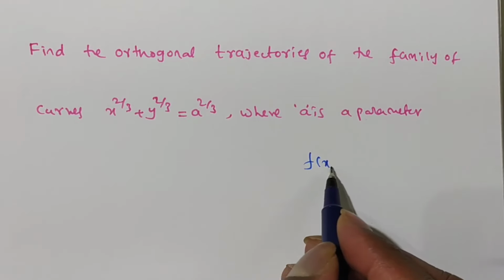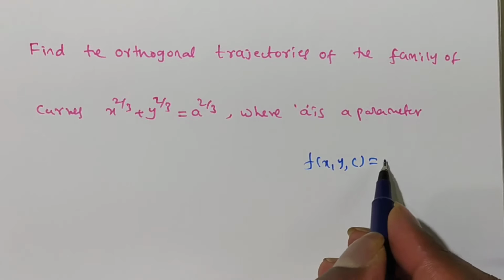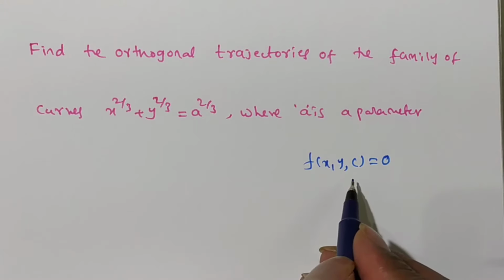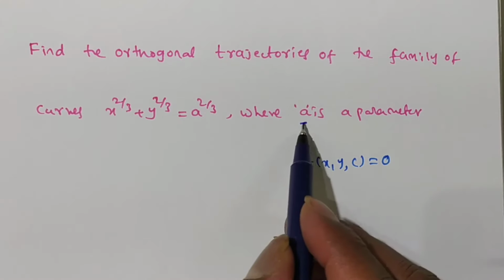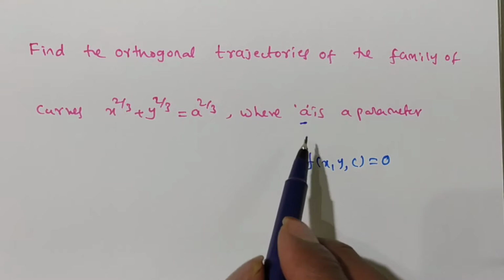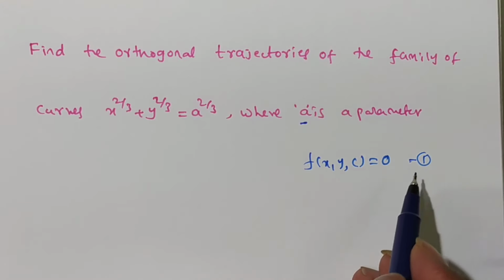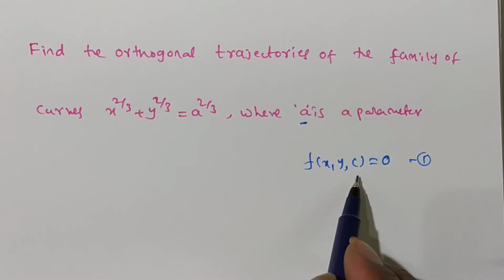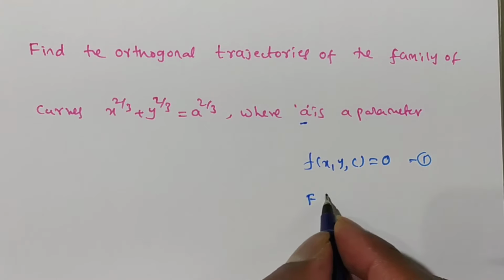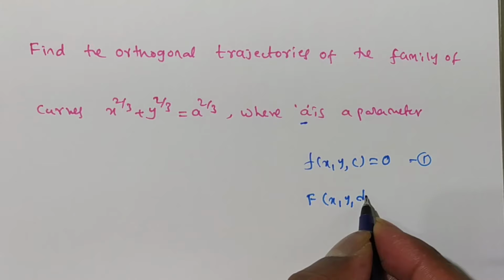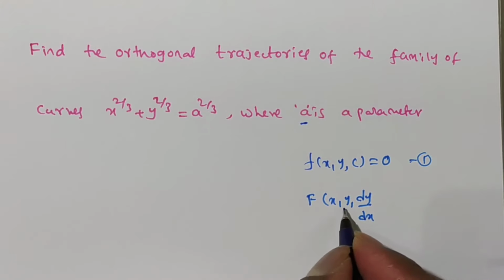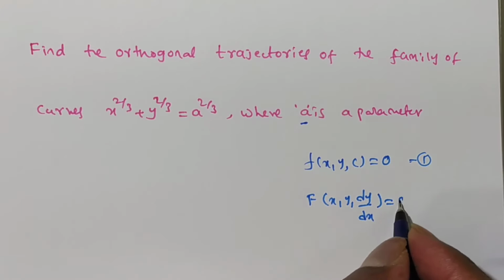Whenever the given family of curves is like f of x, y, c equal to 0, where c is a parameter (here in the problem a is the parameter), we have to differentiate with respect to x and eliminate the parameter. Then we will get the differential equation, which is in the form f of x, y, dy by dx equal to 0.